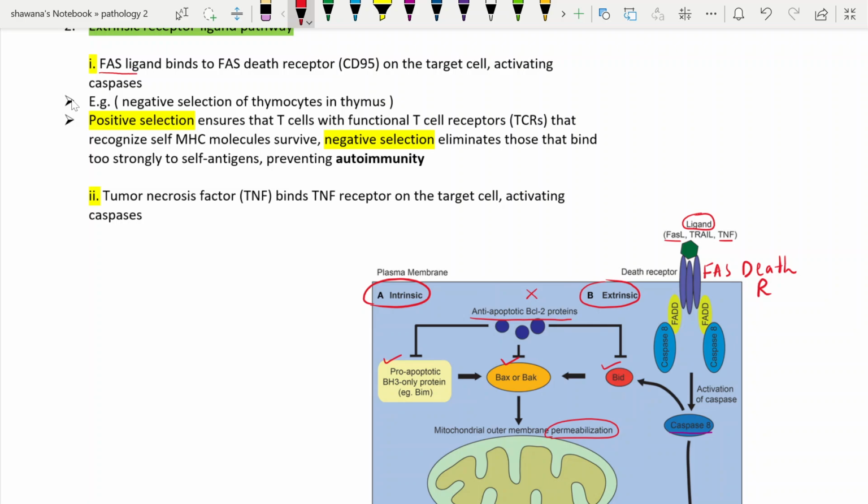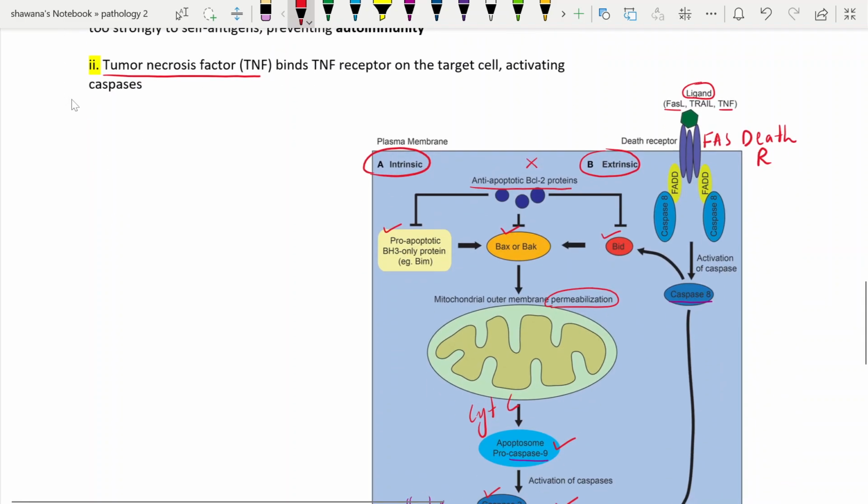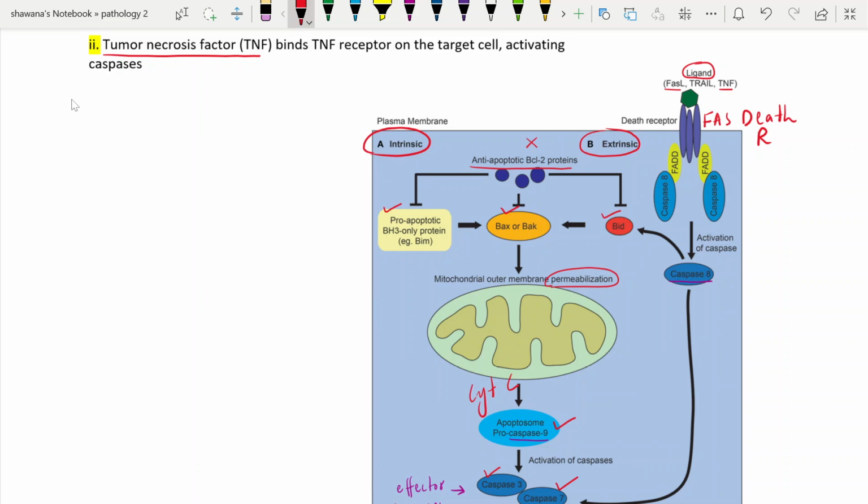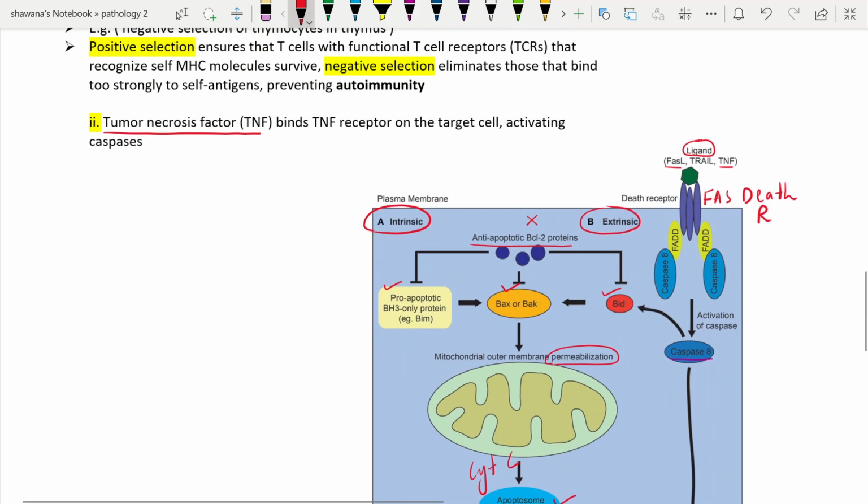The Fas ligand or tumor necrosis factor, TNF, binds to the death receptors. Death receptors can be the Fas death receptor, like CD95, or it can be the tumor necrosis factor receptor. Either of these ligands binds to the receptor, and it results in the activation of caspases. In the extrinsic pathway, mostly caspase 8 is activated, and in the intrinsic pathway, first caspase 9 is activated, and it results in the activation of effector caspases, which are 3 and 7.